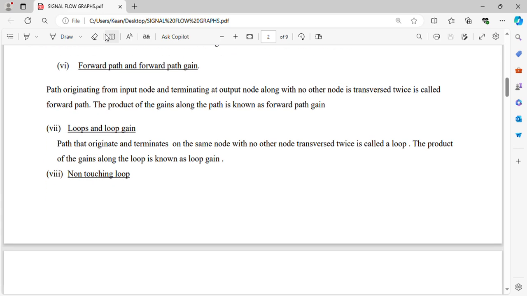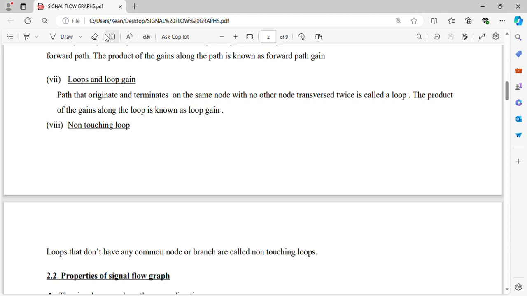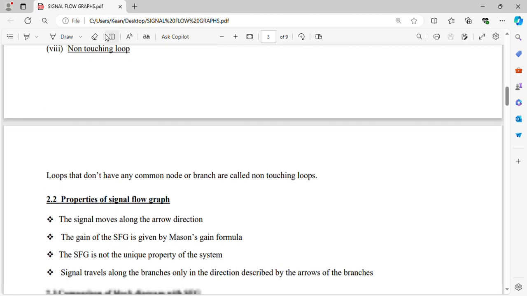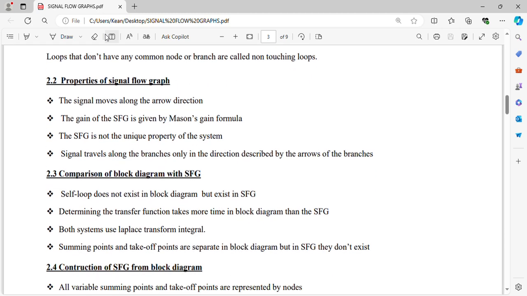Non-touching loops are loops that do not have any common node or branch. They are called non-touching loops. As we continue, you will be able to see the non-touching loops in our examples. Now, the properties of a signal flow graph. We have several properties, namely that the signal moves in the arrow direction. And then we have the gain of the signal flow graph, which is calculated by Mason's gain formula, as we shall see later, and so on. Those are the signal flow graph properties.